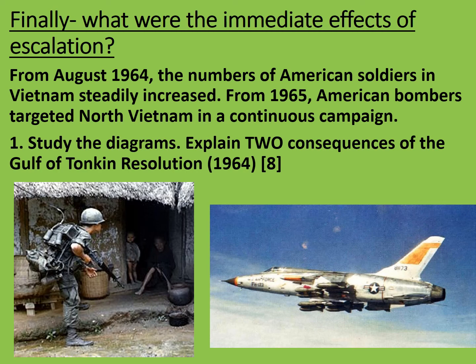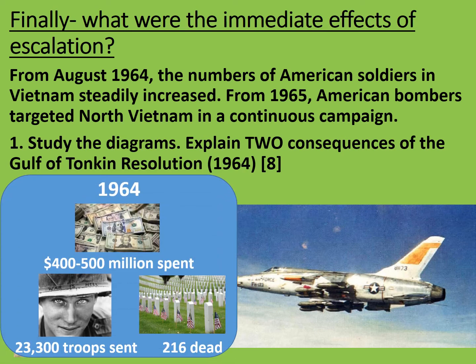Now I've put an 8 mark in brackets there because this is very similar to a paper 2 question in which you will have to explain 2 consequences. You choose 2 examples and explain what their results were. Diagram number 1. In 1964, the USA spent $400 to $500 million on their efforts in Vietnam. They sent 23,300 troops and 216 of them were killed.